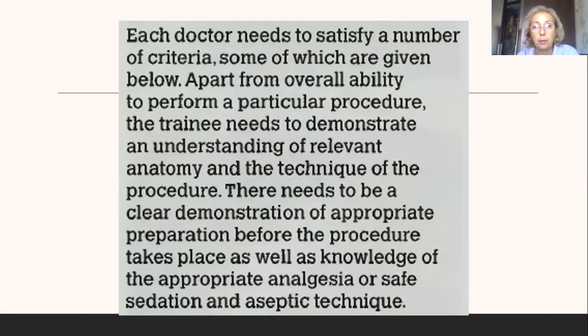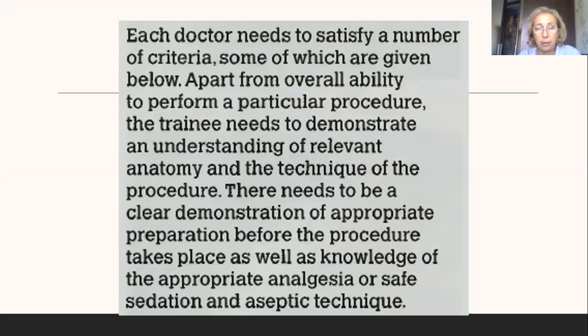Pradeep, hello. Yes, ma'am. Pradeep, please. Each doctor needs to satisfy a number of criteria, some of which are given below. Apart from overall ability to perform a particular procedure, the trainee needs to demonstrate an understanding of relevant anatomy and the technique of the procedure. There needs to be a clear demonstration of appropriate preparation before the procedure takes place, as well as knowledge of the appropriate analgesia or safe sedation and the anaesthetic technique. So here we can see the criteria that are used to assess the trainees.